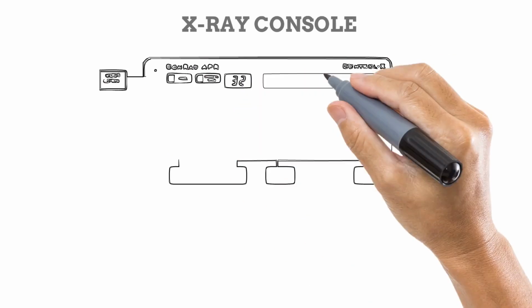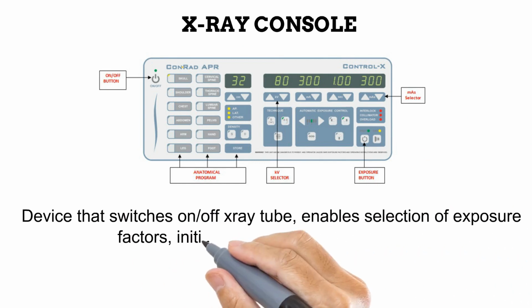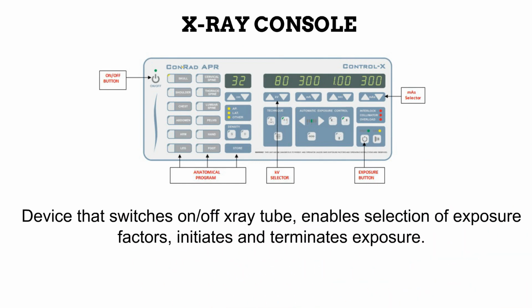The next component of a conventional X-ray unit that we'd be looking at is the console, also known as the control panel. This device is used to switch the tube on or off. It enables selection of exposure factors and also contains the exposure button for initiation and termination of radiographic exposure. Think of it like a remote control for the X-ray tube.